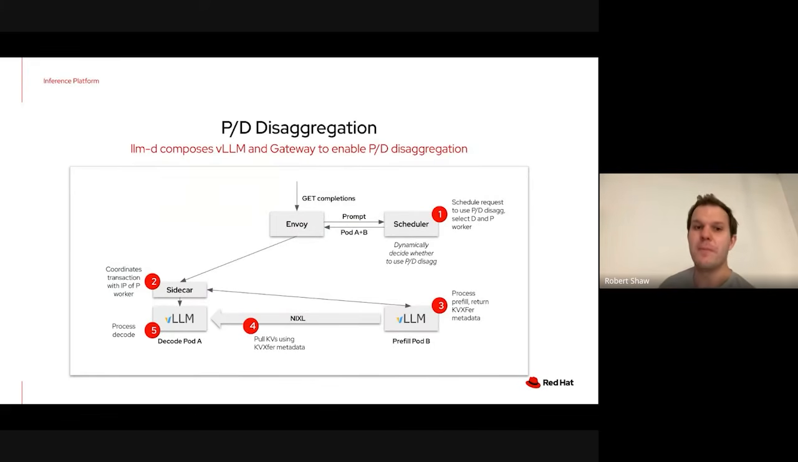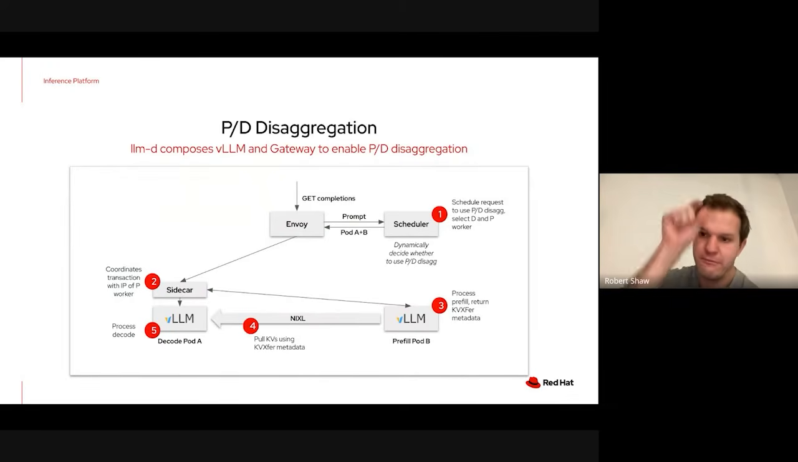And so in llm-d, we actually implement this prefill decode disaggregation. The way that the request works is it comes into the gateway, and the scheduler decides to schedule the request with PD disaggregation. Then we send it off to the decode pod. The decode pod has a sidecar which facilitates the transaction. The sidecar forwards the request off to the prefill pod. The prefill pod executes the prompt and returns what we call KV transfer metadata back to the sidecar.